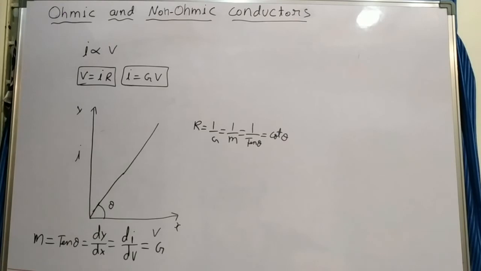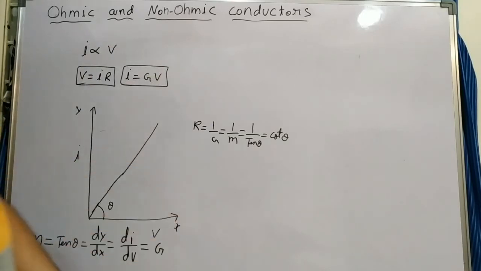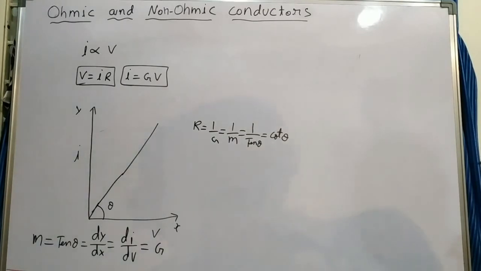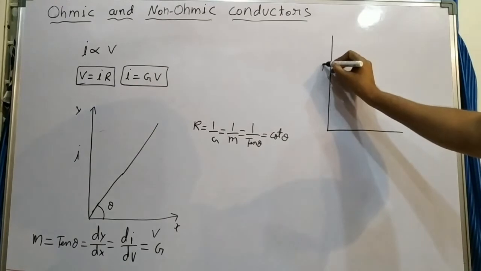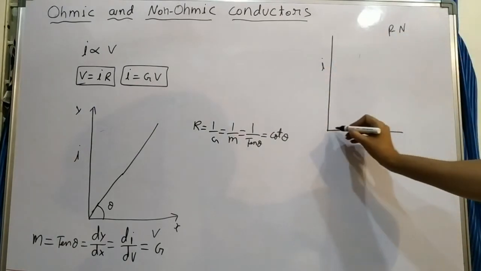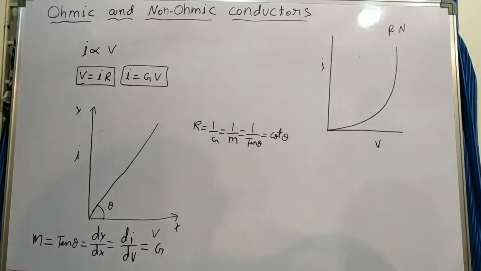This is about ohmic conductors. Now we'll see about non-ohmic conductors. What are non-ohmic conductors? Those which do not obey Ohm's law. For example, you can take a PN junction diode, which is made of a semiconductor material, and the forward bias characteristics look like this. So it is not a straight line. It represents a non-ohmic conductor, a non-ohmic device.